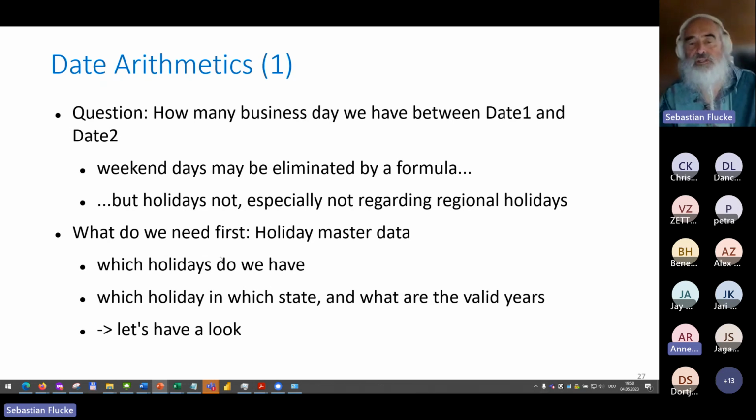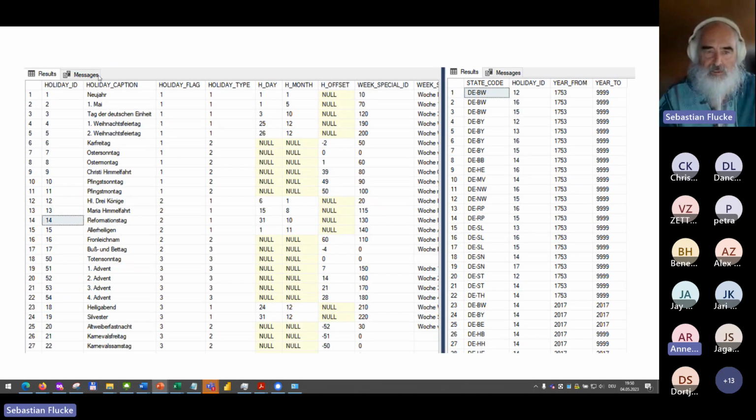What do we need first? We need holiday master data. That means we need information about which holidays we have. And we need a kind of mapping table: which holiday is relevant for which state, and what are the valid years, if we have holidays which have gone away or which are upcoming. So let's have a look at that master data. It's quite easy. That is the table of such holidays.